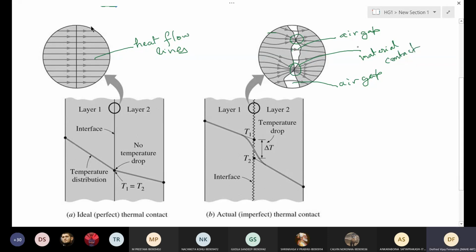So can anybody tell me why we have that nature? See the heat flow lines. Roughness. Yeah, because of the surface roughness, we have the contact between the peaks, but there is an air gap between valleys. But why do these lines come closer at the contact region? Does it give you some understanding, this information when we have lines like this?